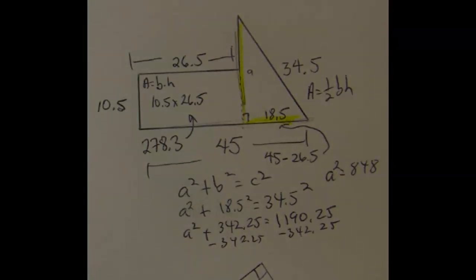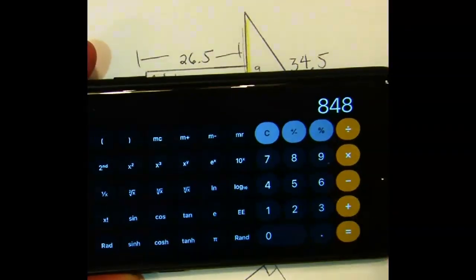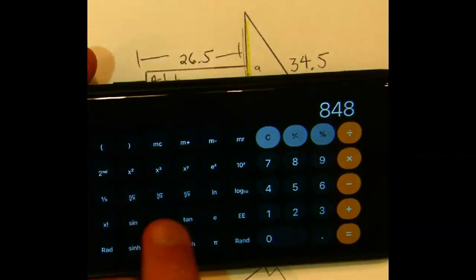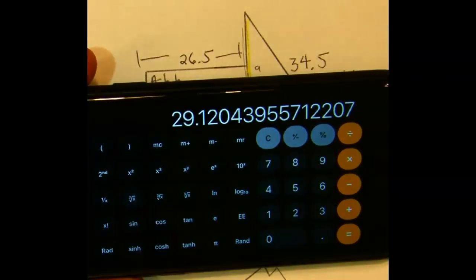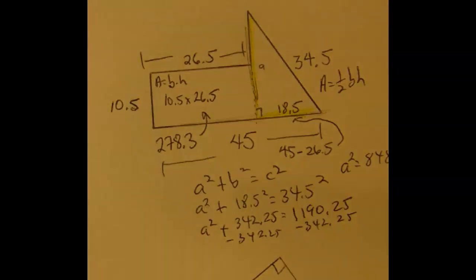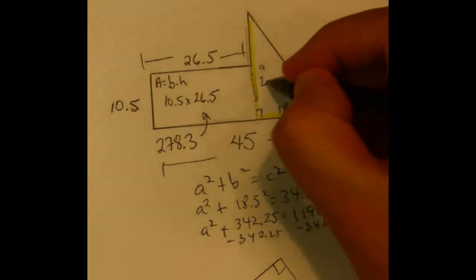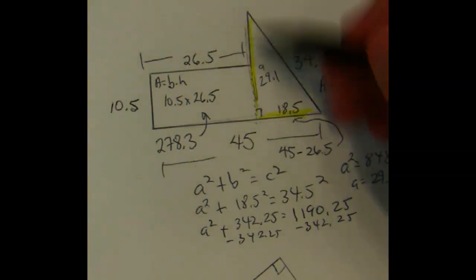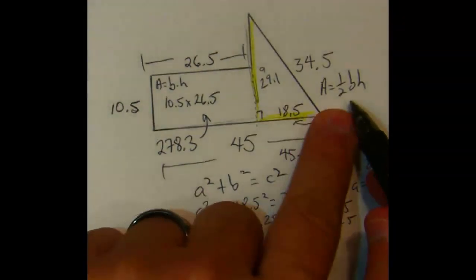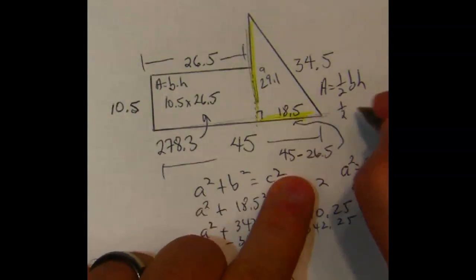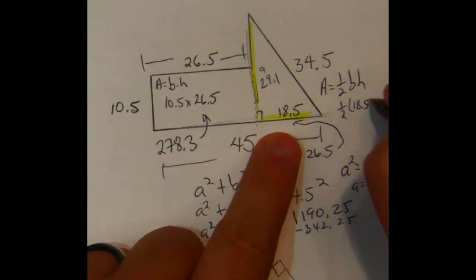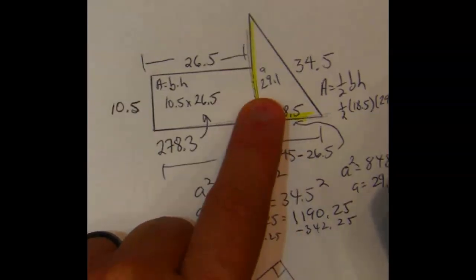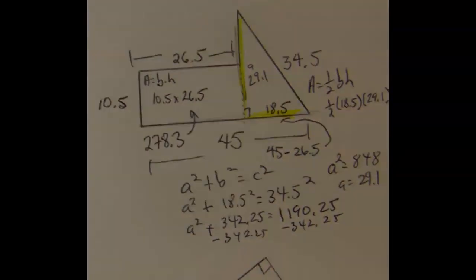Now let's take the square root of that. Remember, the square root button on your calculator is going to be right there. Take the square root of 848 and you get 29.1. So 29.1 is the height. This is 29.1 for the whole height here. Now I can find the area. So 1/2 base times height, and let's see what we get.